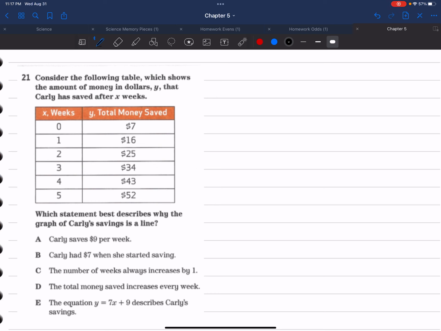Let's try it this way. You may already see the answer. It's A, by the way. But why is it A? Let's take a look here at that.